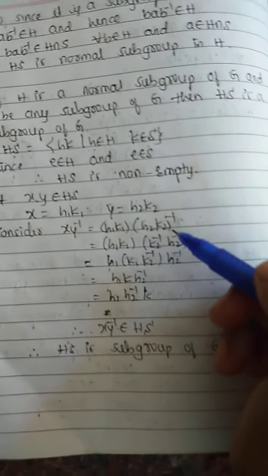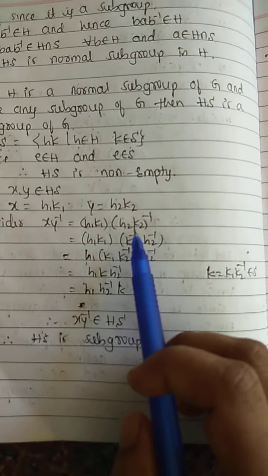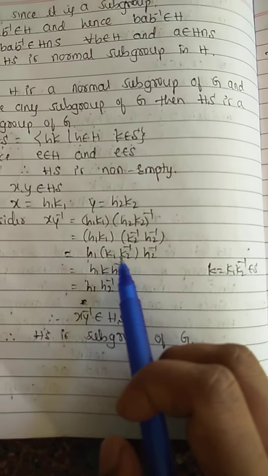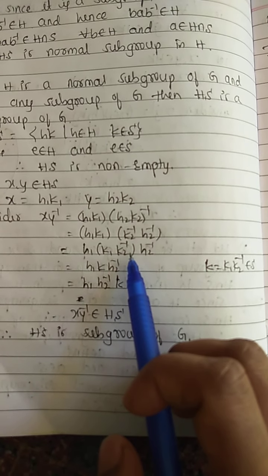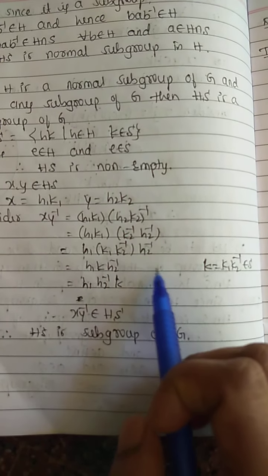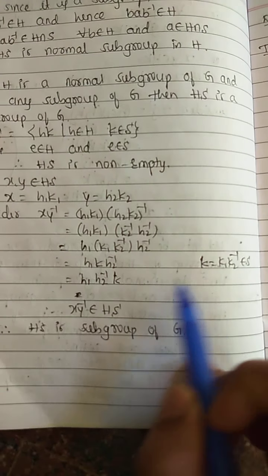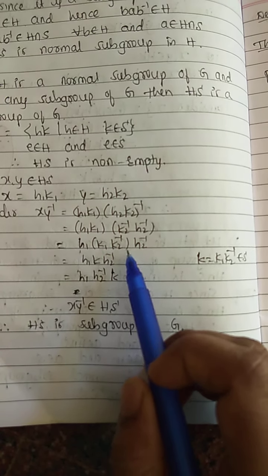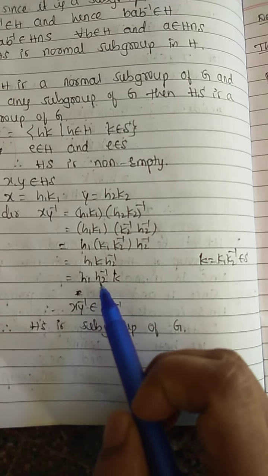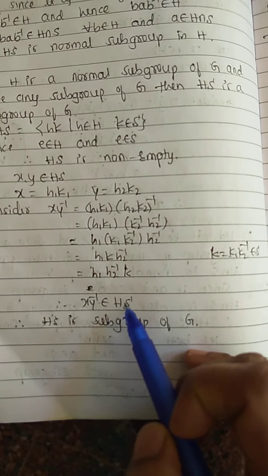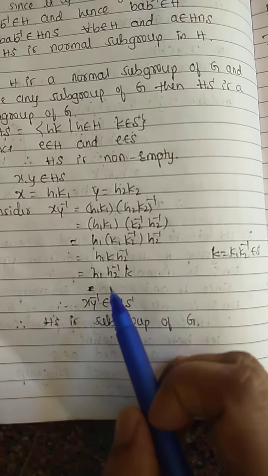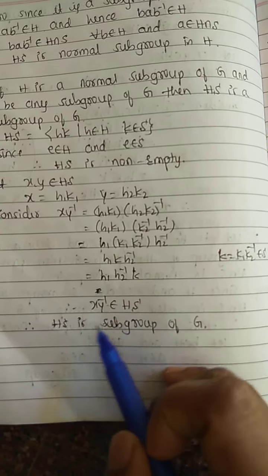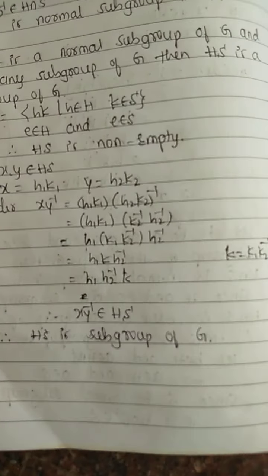Therefore HS is non-empty. Let x, y belong to HS, x equals h1 k1, y equals h2 k2. x y inverse equals h1 k1 (h2 k2) inverse, that is h1 k1 k2 inverse h2 inverse. Here k1 k2 inverse belongs to S and can be written as k, so h1 k h2 inverse. This is h1 h2 inverse k, which belongs to the set HS because h belongs to H, k belongs to S. Therefore HS is a subgroup of G.